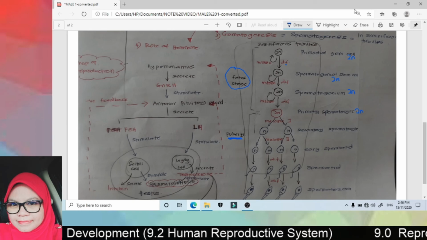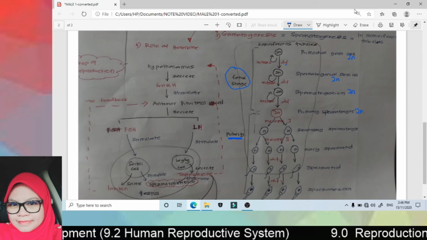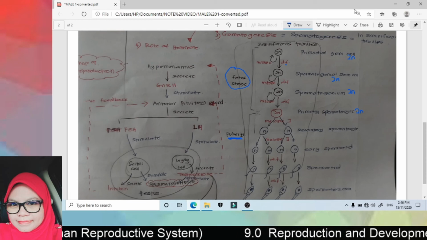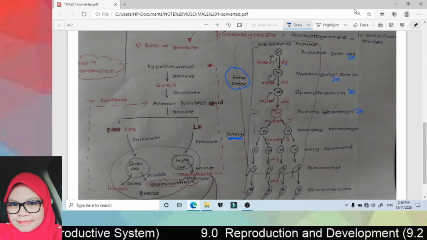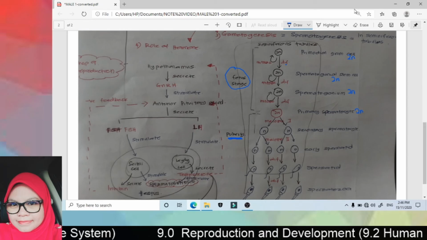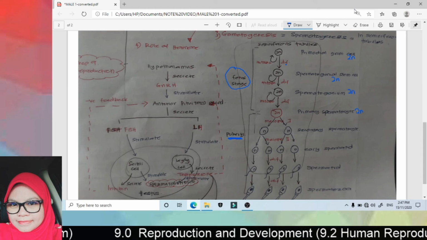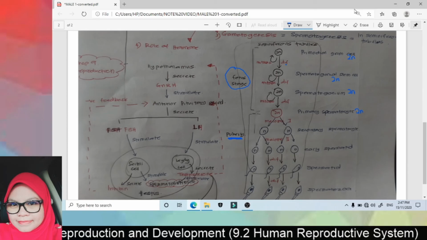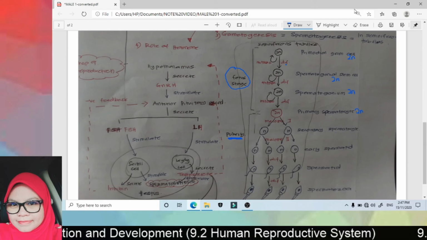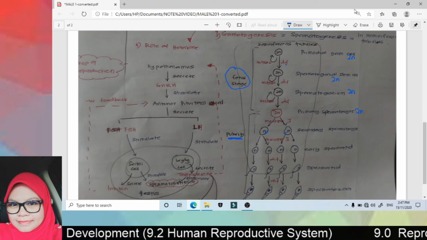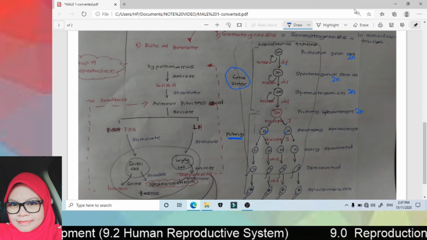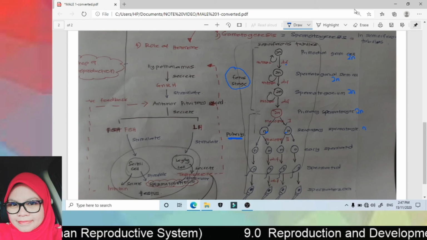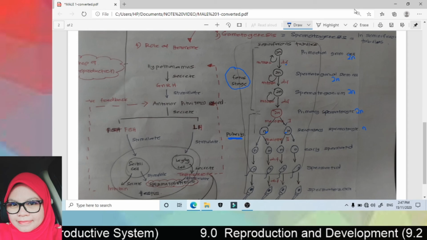So when the boy reaches puberty age, this primary spermatocyte may undergo meiosis 1 completely. At the end of meiosis 1, it may produce 2 daughter cells, and these 2 daughter cells are already haploid. Their name is secondary spermatocyte, which is haploid. And then the secondary spermatocyte will undergo meiosis 2 completely.